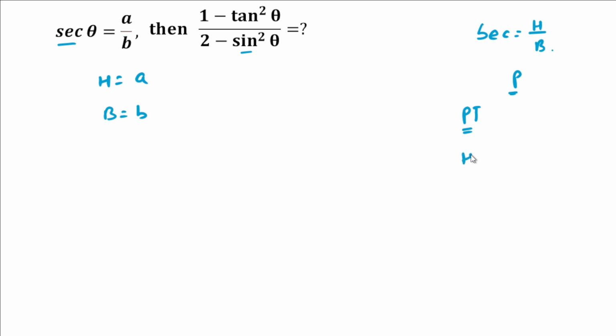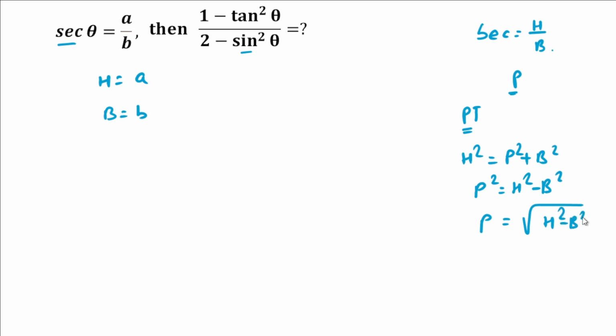The hypotenuse square is perpendicular square plus base square. So from here perpendicular square will be hypotenuse square minus base square, and the value of perpendicular will be square root hypotenuse square minus base square. Hope you people have understood this.